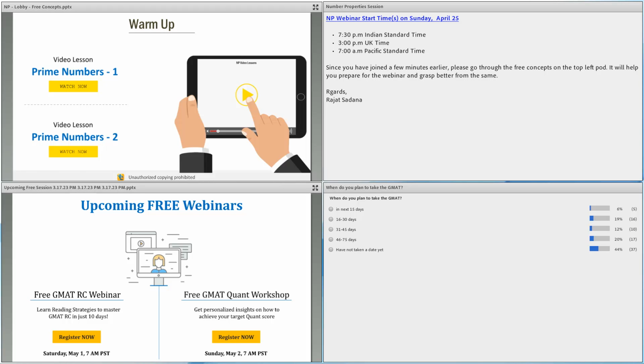It's going to be a very, very interesting session, especially if you like quant and you've struggled with number properties before, especially if remainders has not been something that you're very comfortable with. This session will change all that. So in this particular session, we're going to focus majorly on divisibility and remainders, and we're going to learn a lot of new things along the way.